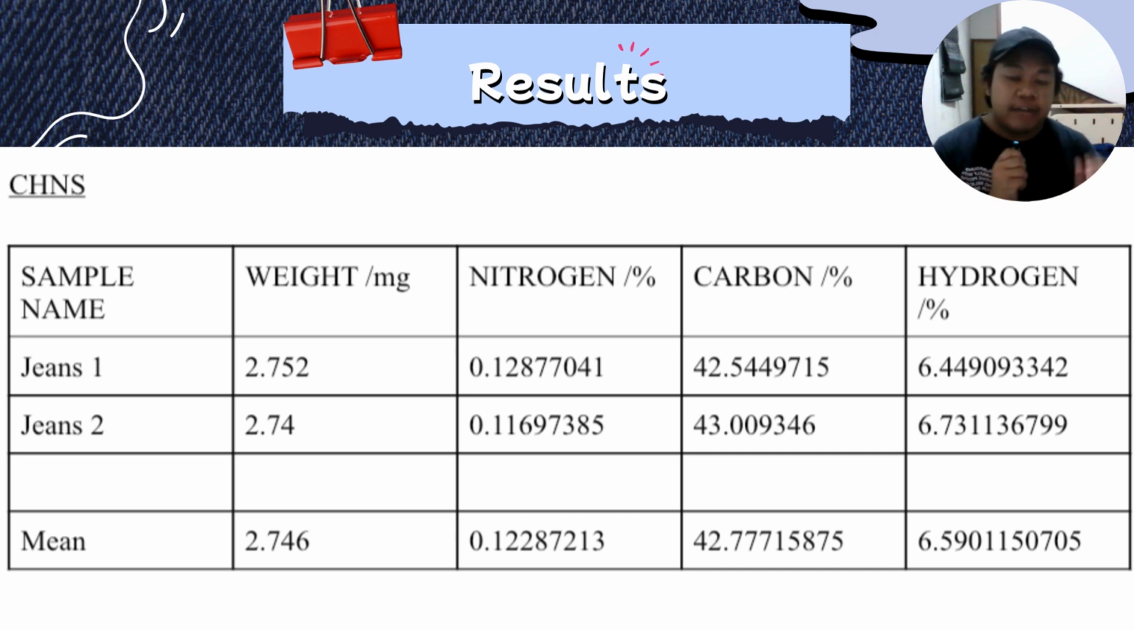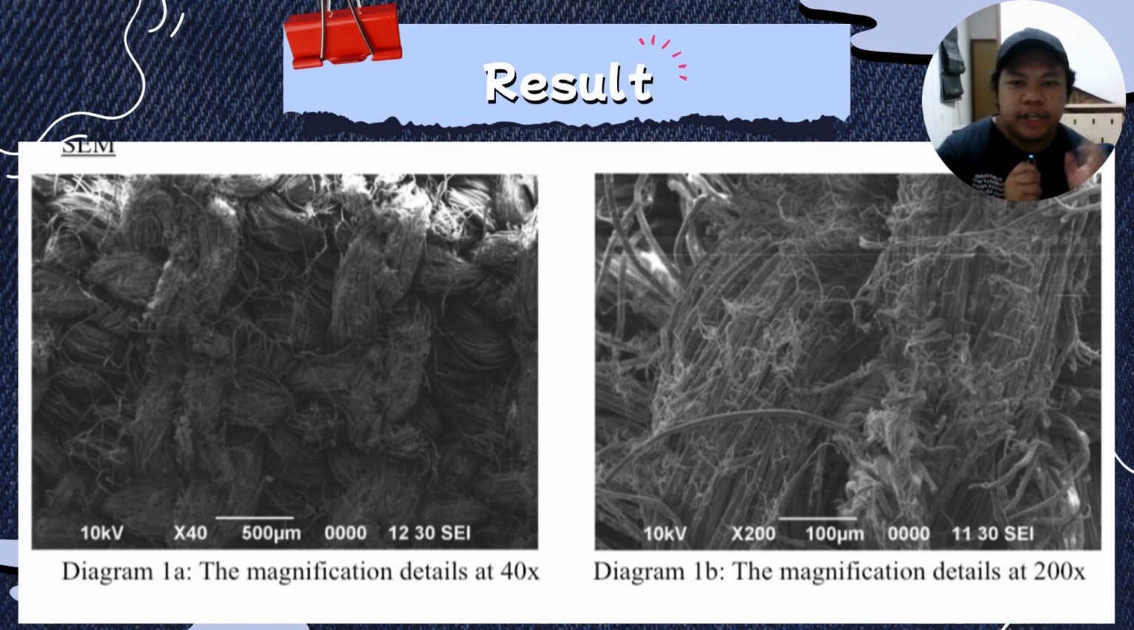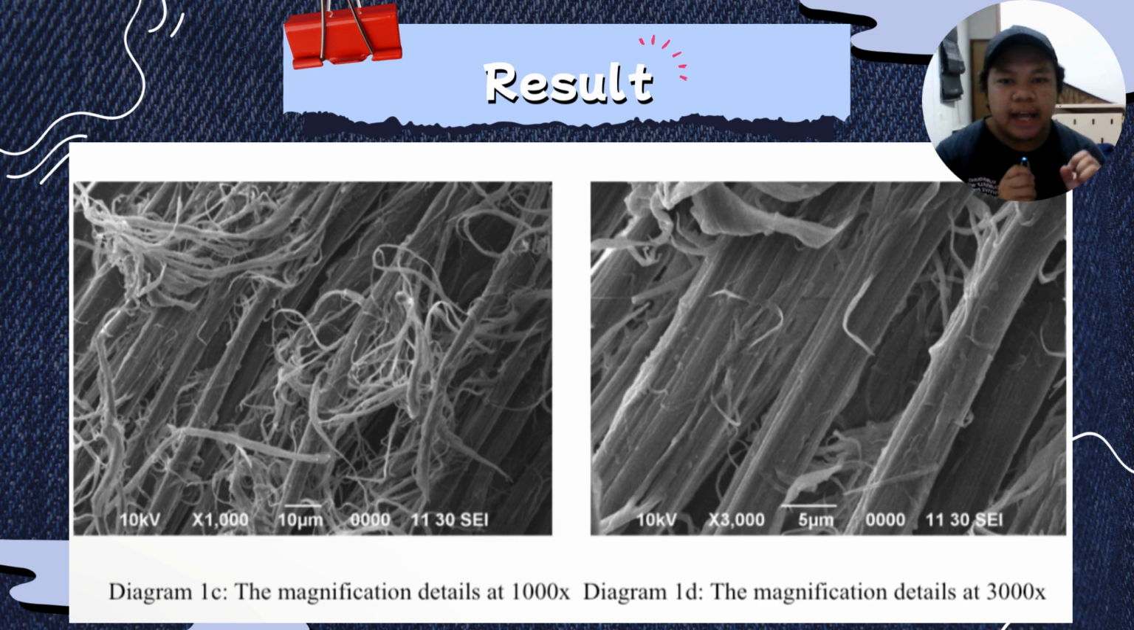Based on the method that we have explained before, here are the table results for CHNS, which gives us mean weight, nitrogen percentage, mean carbon percentage, as well as hydrogen percentage. To continue the results, here are the images from the SEM that we have obtained using 40 times magnification, 200 times magnification, as you can see below here, as well as 1000 times and 3000 times. As you can see, they mostly look like a fibrous type of polymer.